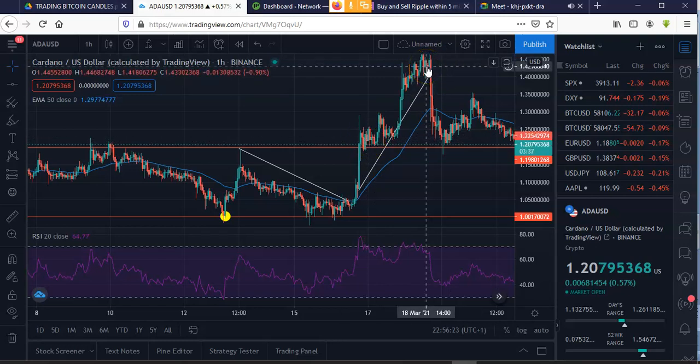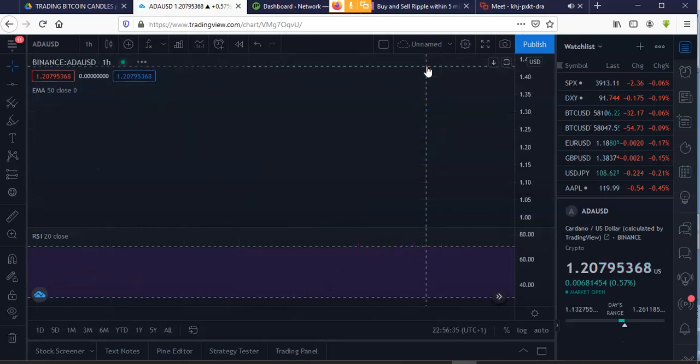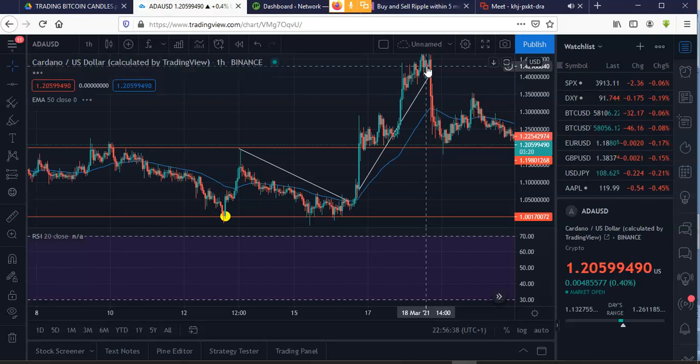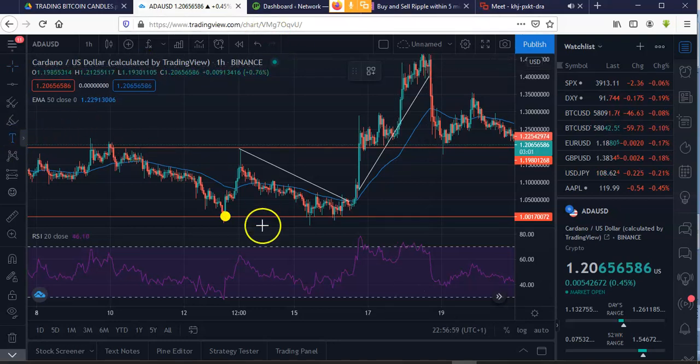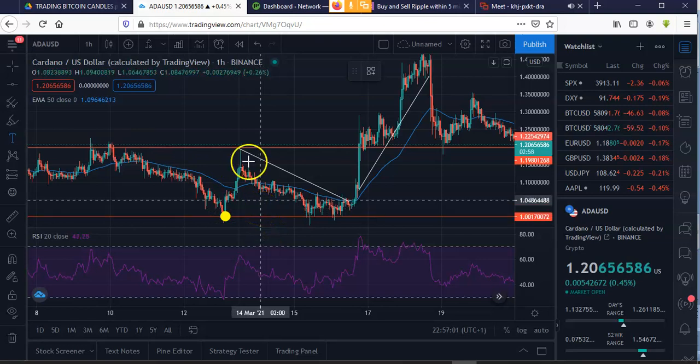So you use this area of resistance, sorry, the upper one is the resistance, the lower one is the support. You use the area of resistance at the top to identify where you put your sell order, and use the area of support at the bottom to identify where you put either your stop loss or buy order. Okay.